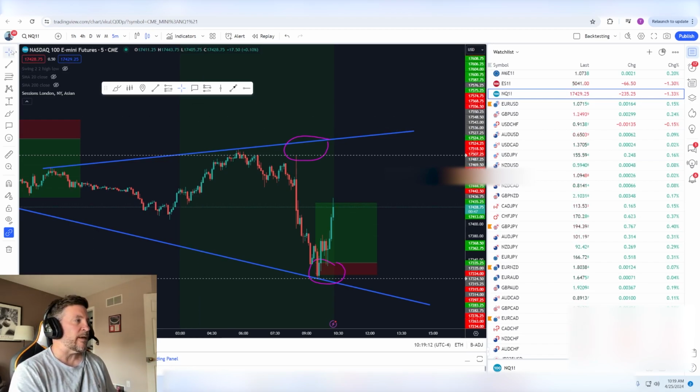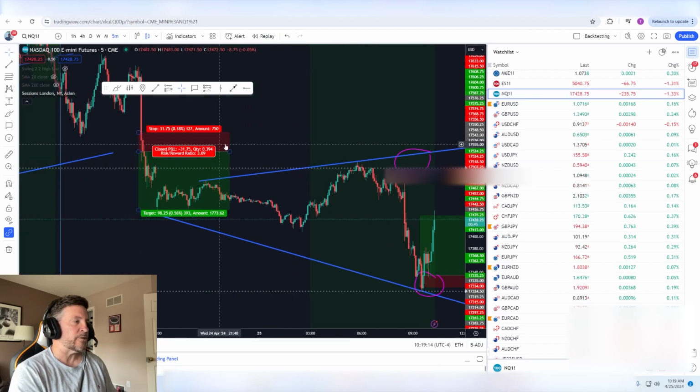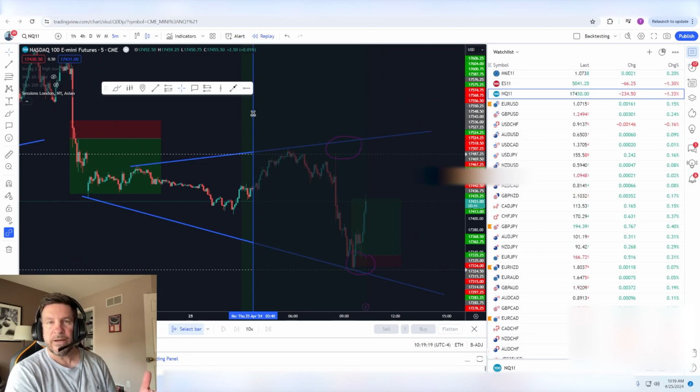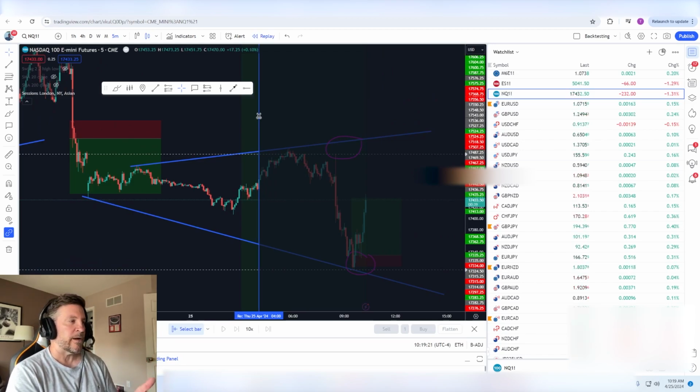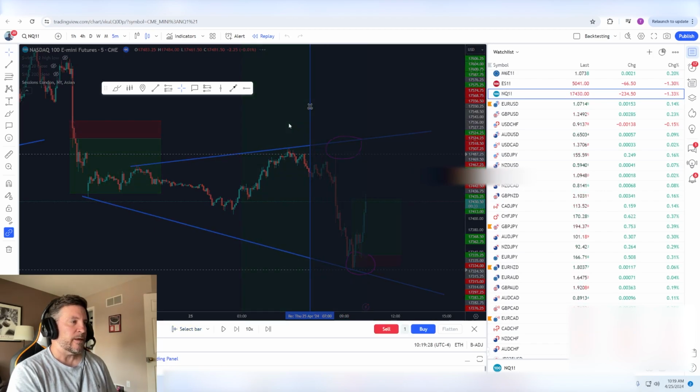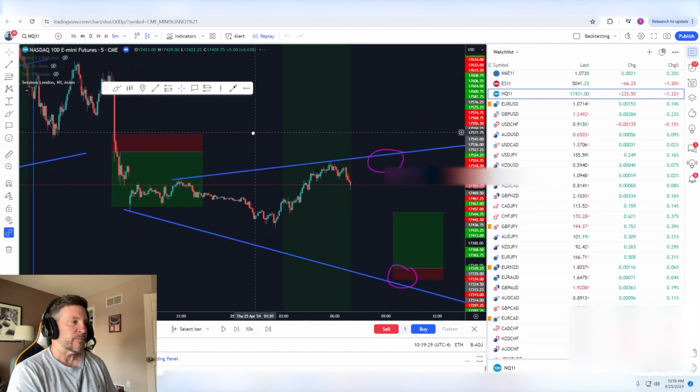So let me take a look back here. This is what I saw. I'm going to bar replay just so I can give you an idea how I draw these trend lines and how I move them around. I'm going to come back to about 7 o'clock in the morning and give you an idea how I do this.